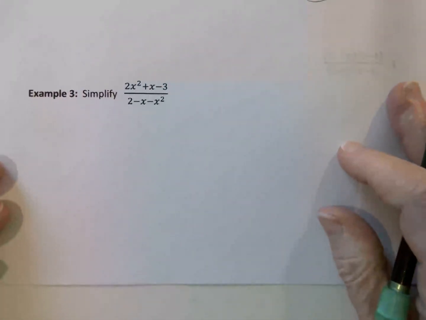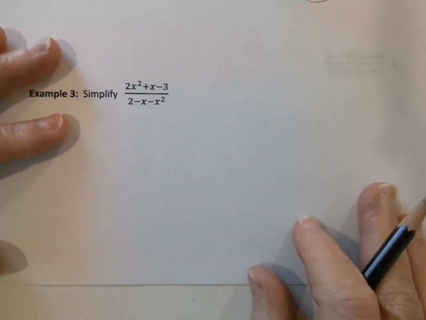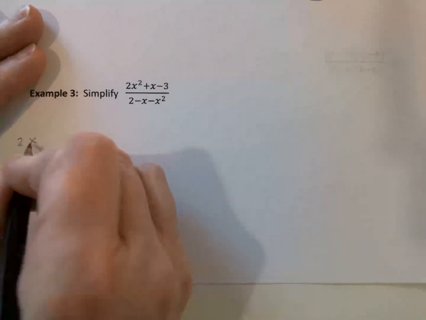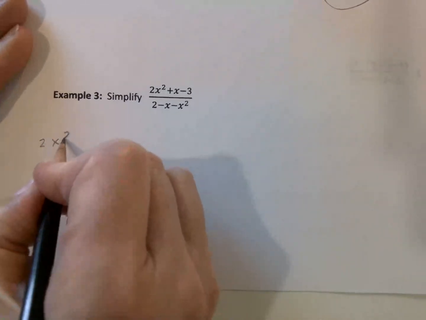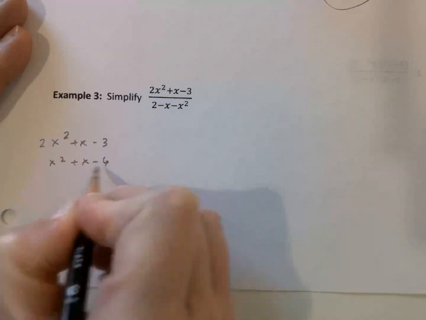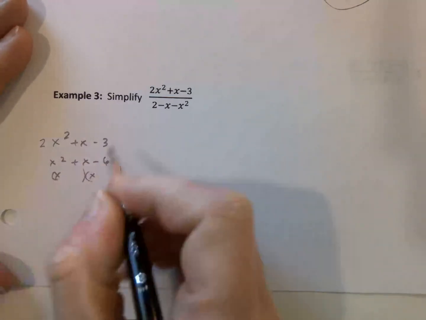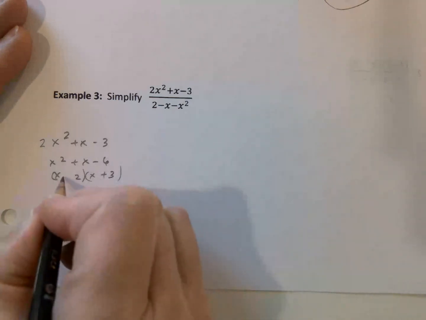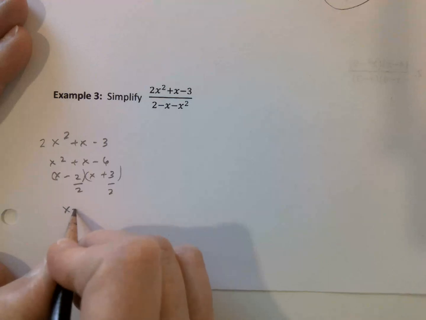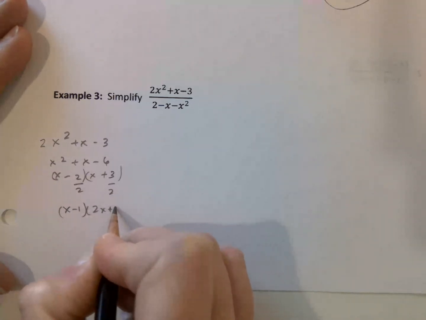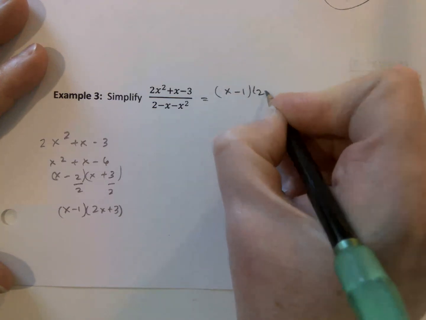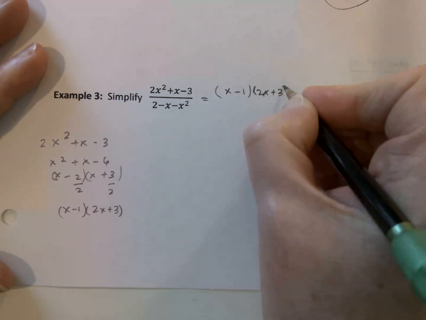Okay. Example 3, again, I have to factor completely before I can cancel anything out. So I'm going to use my space over here. I have 2x squared plus x minus 3. I can do slide divide bottoms up. And that'll be 3 and 2 and plus and minus. And I can divide by 2. And I end up with x minus 1 and 2x plus 3. So I have x minus 1 is one factor, and 2x plus 3 is my other factor.